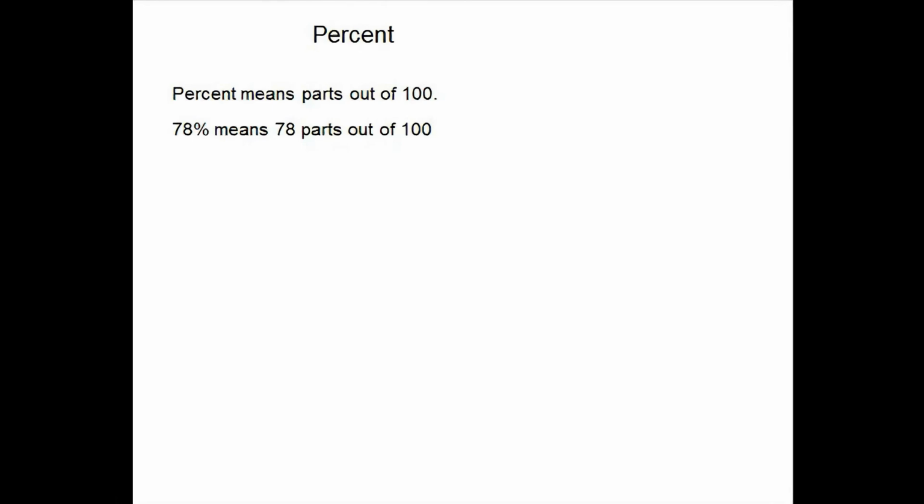Percent. Percent means parts out of 100. For example, 78% means 78 parts out of 100. We could write it as a fraction, 78 parts out of 100 total. And then of course you could reduce, but this shows 78%.